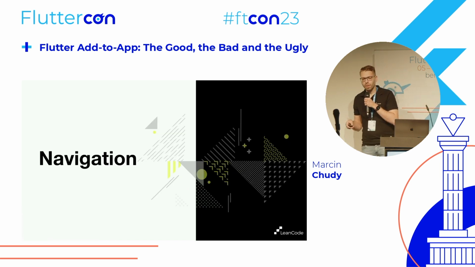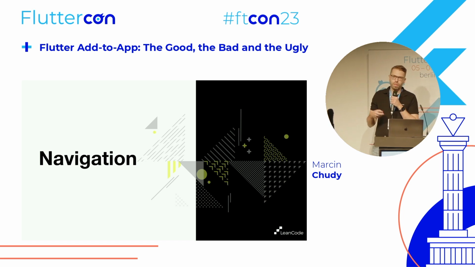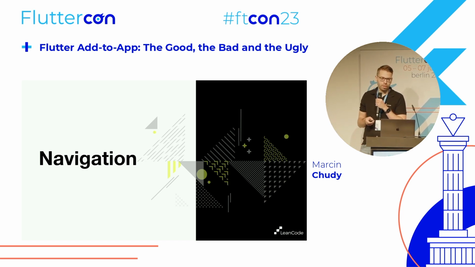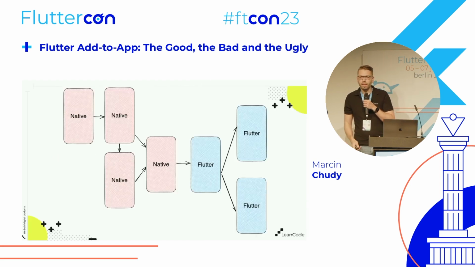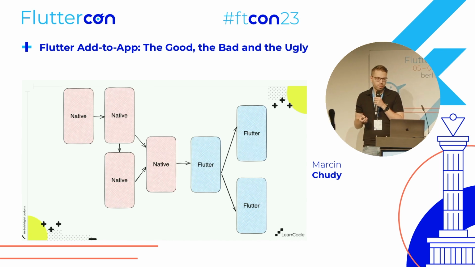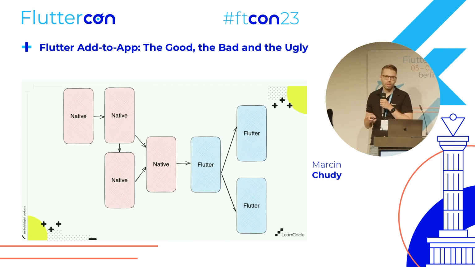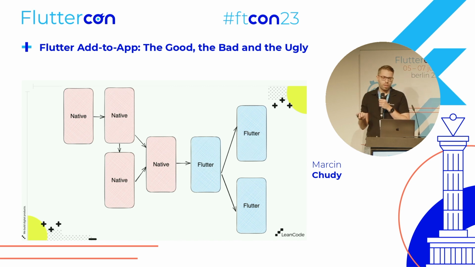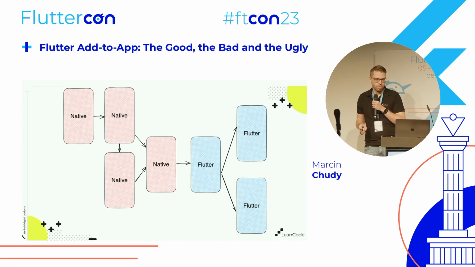So one of the most important things that can have a lot of impact on how you architect your Flutter Add to App module is navigation. So let's look at this example. So basically we have a couple of native screens. You can navigate through them. And from one of those native screens, you can open a Flutter screen. And maybe from those Flutter screens, you can go to other Flutter screens. So basically, you have like a Flutter module that is a leaf in this whole navigation graph.